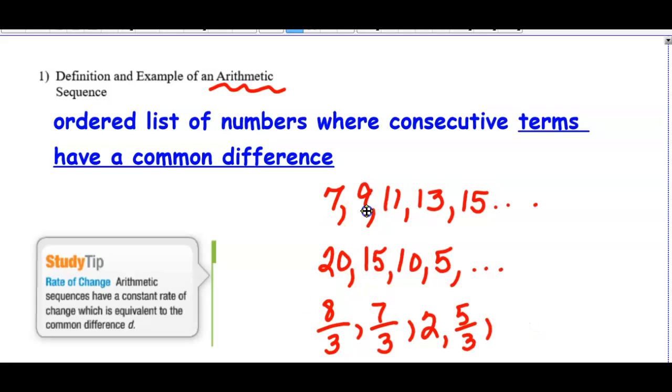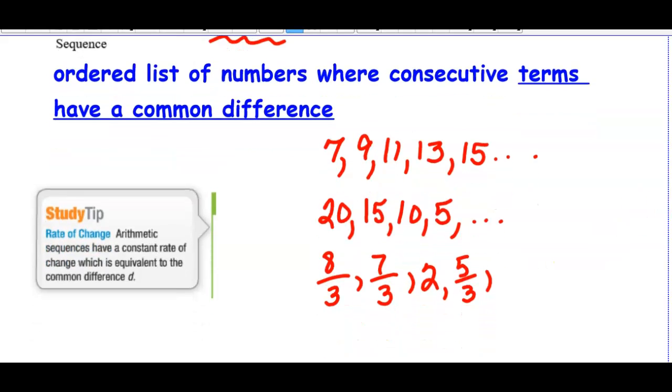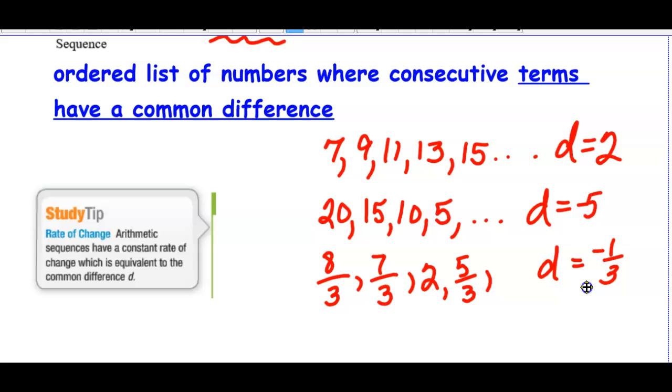Okay, so it can go up or down. It can go up by a constant positive value or negative value. It can go up by a decimal or a fraction or down. So in this example, the difference was positive 2. In this example, when we do 15 minus 20, we get a difference of negative 5. In this one, we have a difference of negative 1/3. Okay?